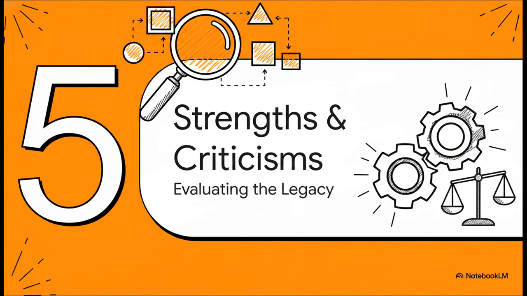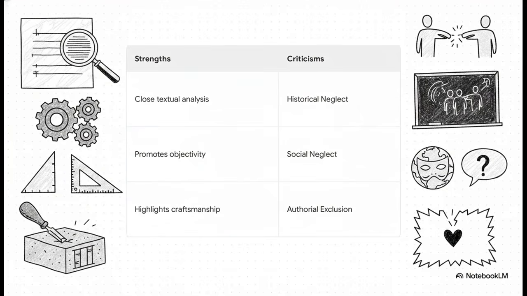Bringing us to Section 5, Strengths, Criticisms, and Legacy. Now that we've taken these tools for a spin, it's time to turn our analytical lens on the theory itself and objectively evaluate the formalist toolkit. When we evaluate this legacy, a massive core debate emerges in academia. On one hand, formalism is undeniably incredible for providing an objective, systematic appreciation of aesthetic form. It gives you a really rigorous methodology.